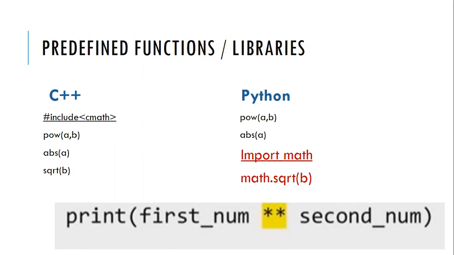Now we'll take the example of the power function. This is the first number and this is the second number. A will be taken as the base and B will be taken as the power. It's the same here. The absolute function is used to print the positive value of any number. When you give absolute of -10, it will give you 10. When you give square root of 4, it will give you the value 2.